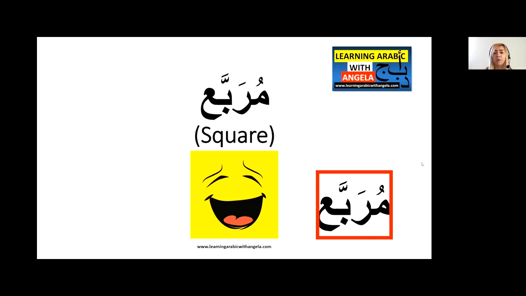And that's a square. And also with the shapes that start with this letter, like murabba, mustatil, that could also be used as an adjective. So I can say, for example, the door is squarish or square in shape. So I can say albabu murabba, for example, if I have a square door. So the door is square. So over here, I'm using it as an adjective as well.